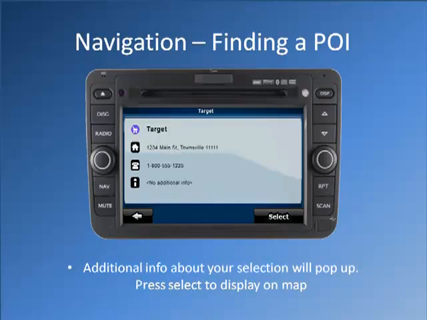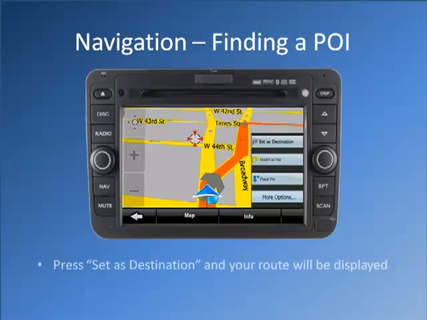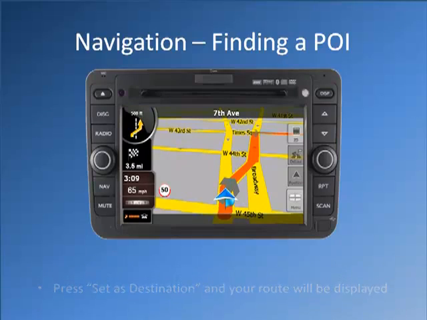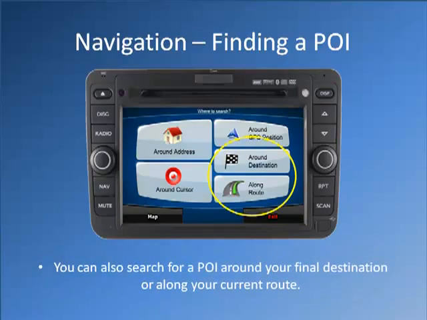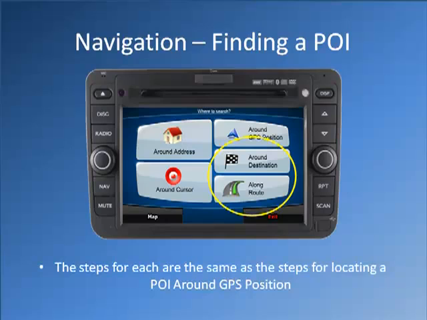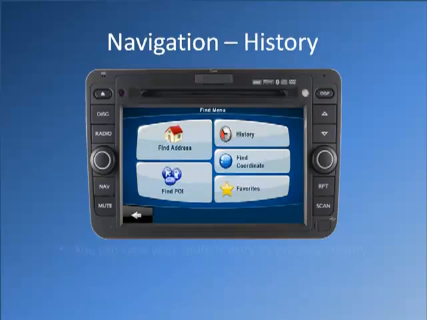Additional information about your selection will pop up. Press Select to display on map. Press Set as Destination and your route will be displayed. You can also search for a point of interest around your final destination or along your current route. The steps for each are the same as the steps for locating a point of interest around GPS position.